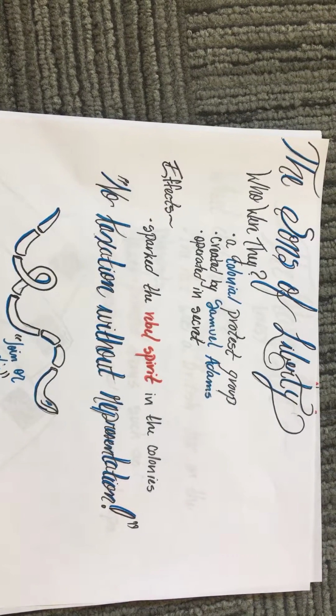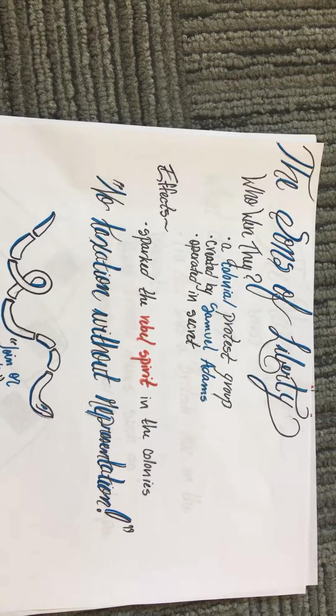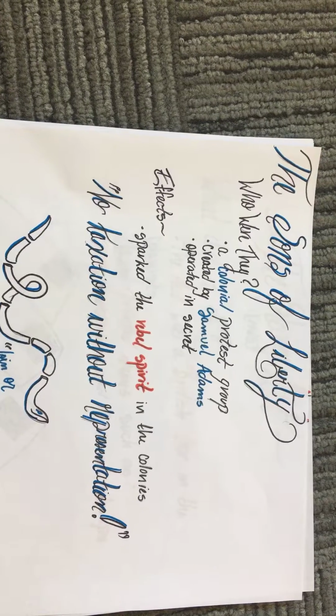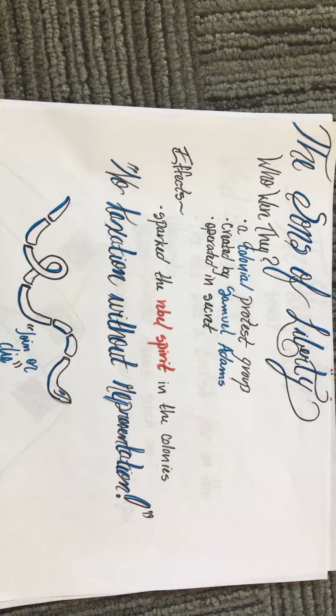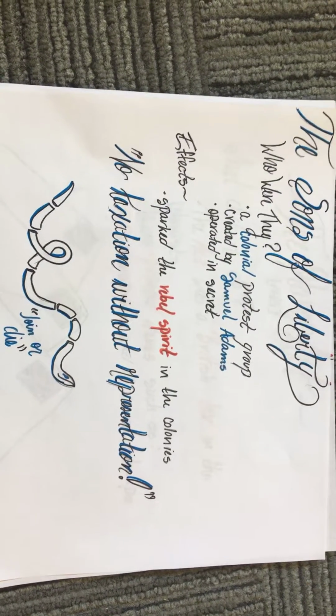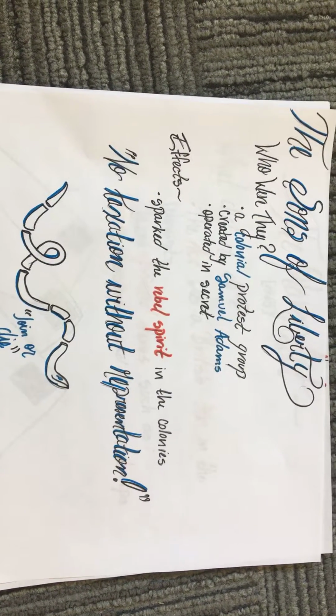The Sons of Liberty. Who were they? They were a colonial protest group created by Samuel Adams, and they operated in secret. The effect sparked the rebel spirit in the colonies, and their motto was, "No taxation without representation."